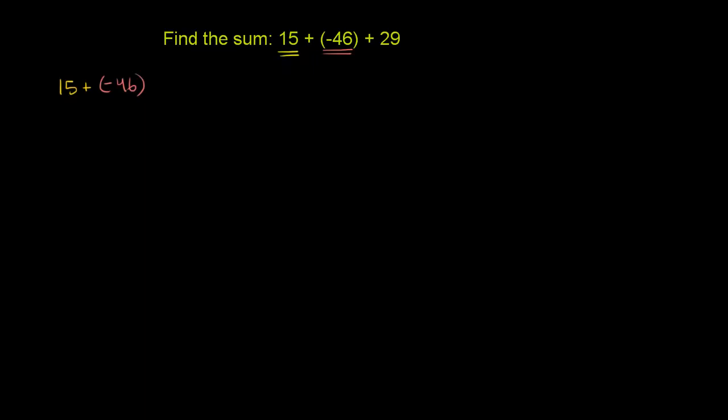Let me draw a number line here just so we can properly visualize what is going on. So that's my number line. We're starting at 15. So let's draw a 0 over here. And so we are starting at 15, which could be right over here. Let me draw a big fat arrow to signify this is 15. 15 has an absolute value of 15, so the length of this arrow would be 15.